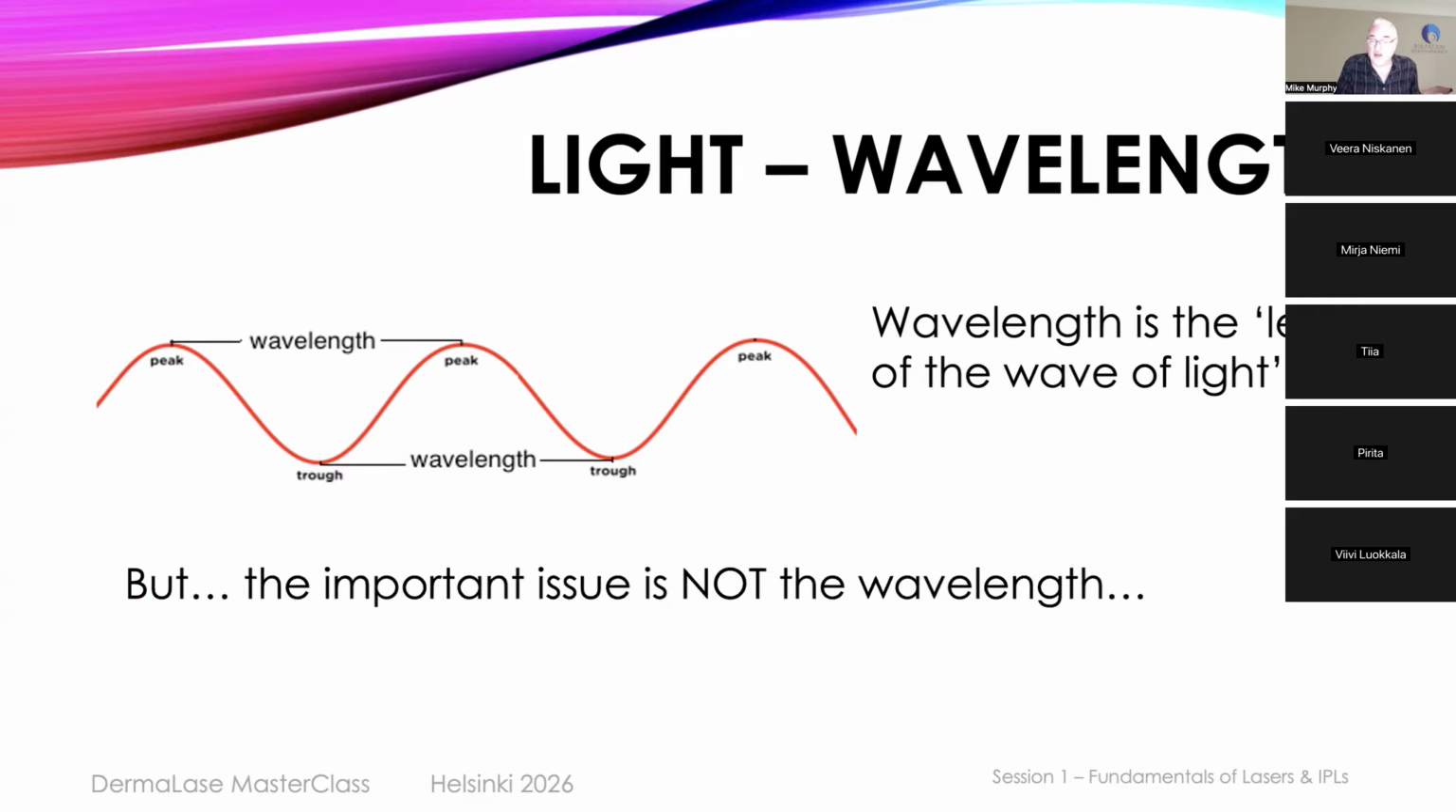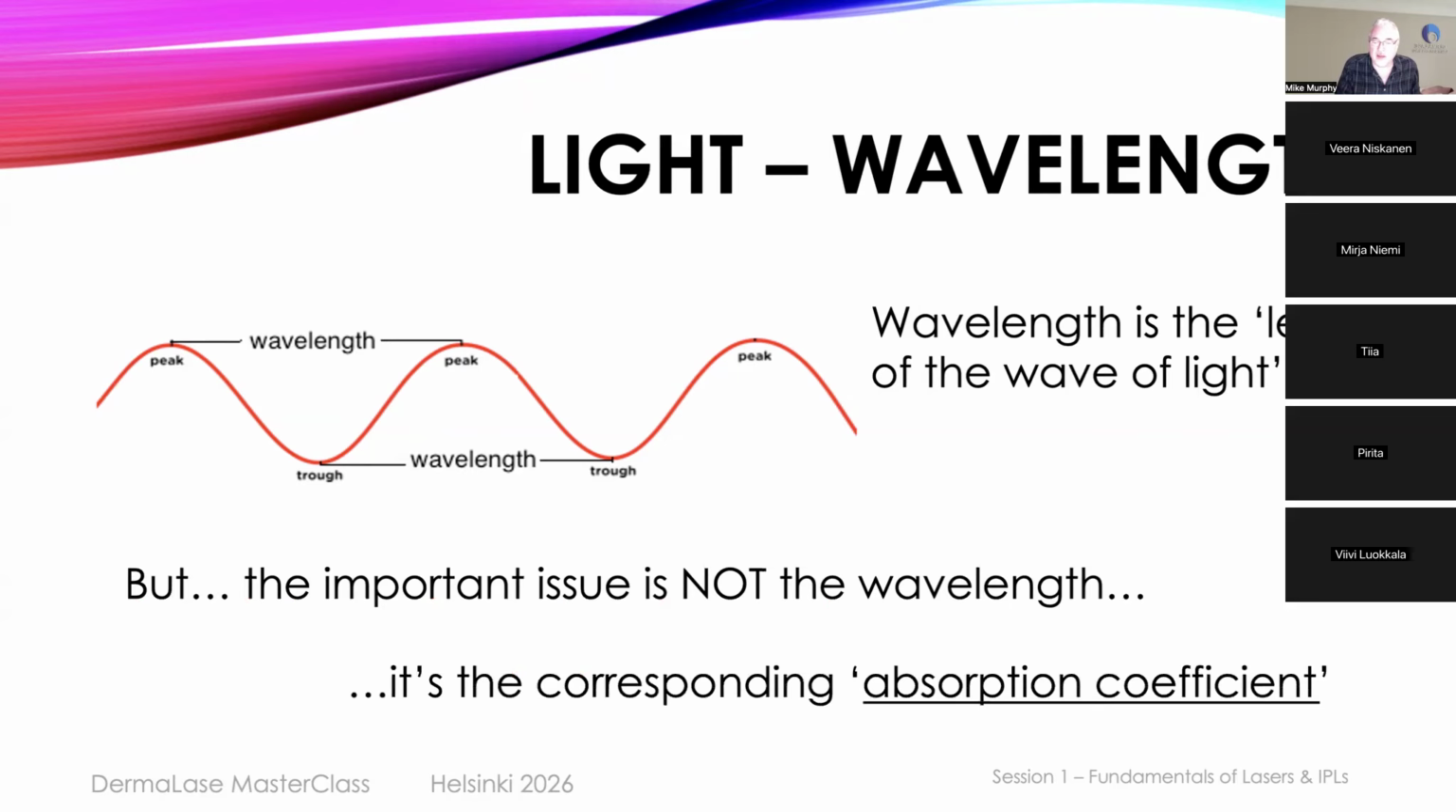But interestingly, when it comes to skin and tissue interactions, the wavelength is not really the important thing. It's the corresponding absorption coefficient. The absorption coefficient tells us how strongly that particular target in the skin absorbs the light energy. So if you have a target, let's say tissue water, we know water doesn't absorb strongly in the visible spectrum. So let's say you fire some green light at, say, 530 nanometers into the skin, then we know that the absorption coefficient for water at that wavelength is very, very low. So the water is just not going to absorb any energy at all.